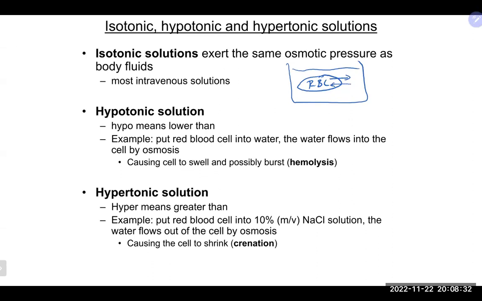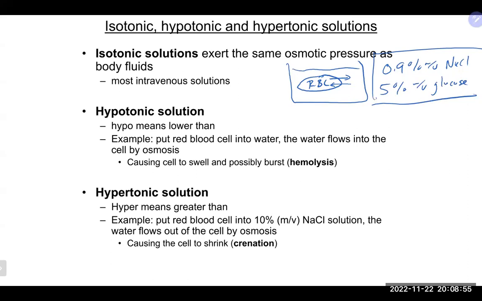By the way, what is considered an isotonic solution is a 0.9% mass to volume sodium chloride solution, sometimes referred to as a saline solution. It doesn't necessarily have to be sodium chloride, it could be potassium chloride, whatever it may be, and a 5% glucose solution. Those are really considered your isotonic solutions.